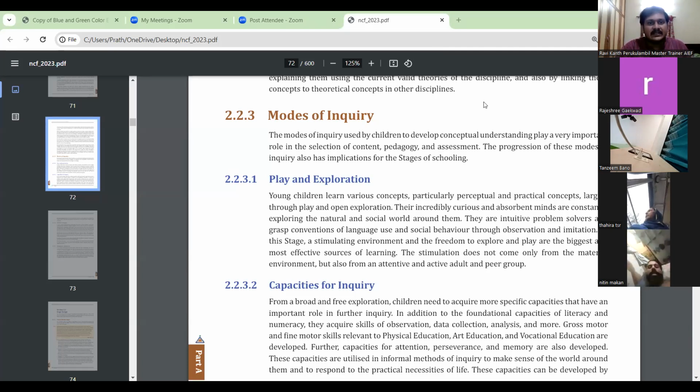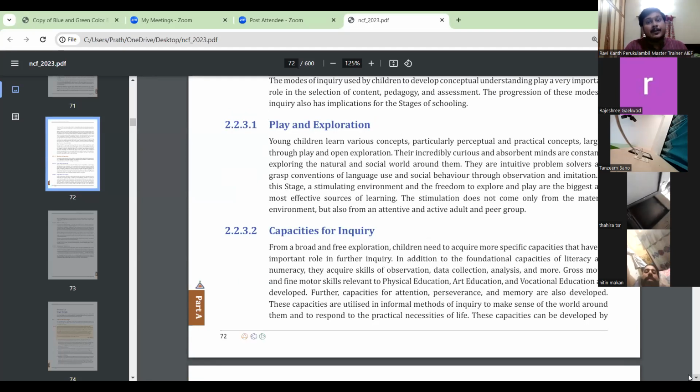Okay, so here we are going to discuss different types of inquiries, different modes of inquiry. With the help of these modes only, we can select the pedagogy, the content, and the type of assessment which we are supposed to use in the teaching-learning sessions. The progression of these modes of inquiry also has implications for the stage of schooling. Okay. Based upon these modes of inquiry only, school has been divided into 4 stages. First mode of inquiry is play and exploration.